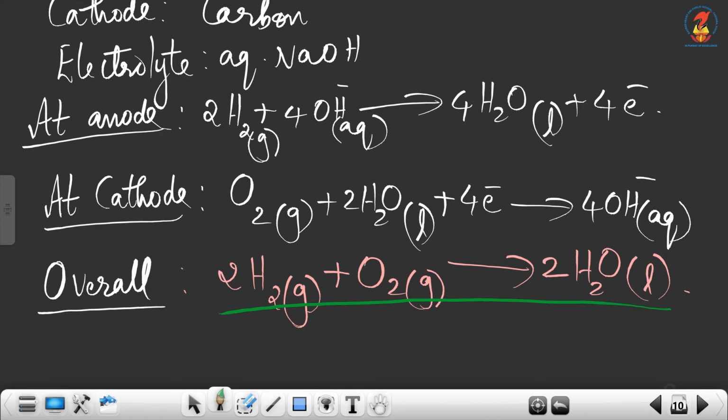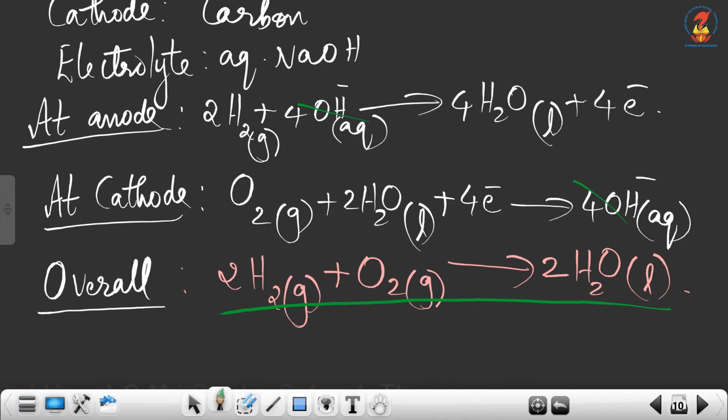You can see in the reaction this 2H2 plus O2 will give 4OH minus gets cancelled, and 4H2O this side and 2H2O, so it gives 2H2O. So this is the overall reaction taking place in fuel cell, that is formation of water.